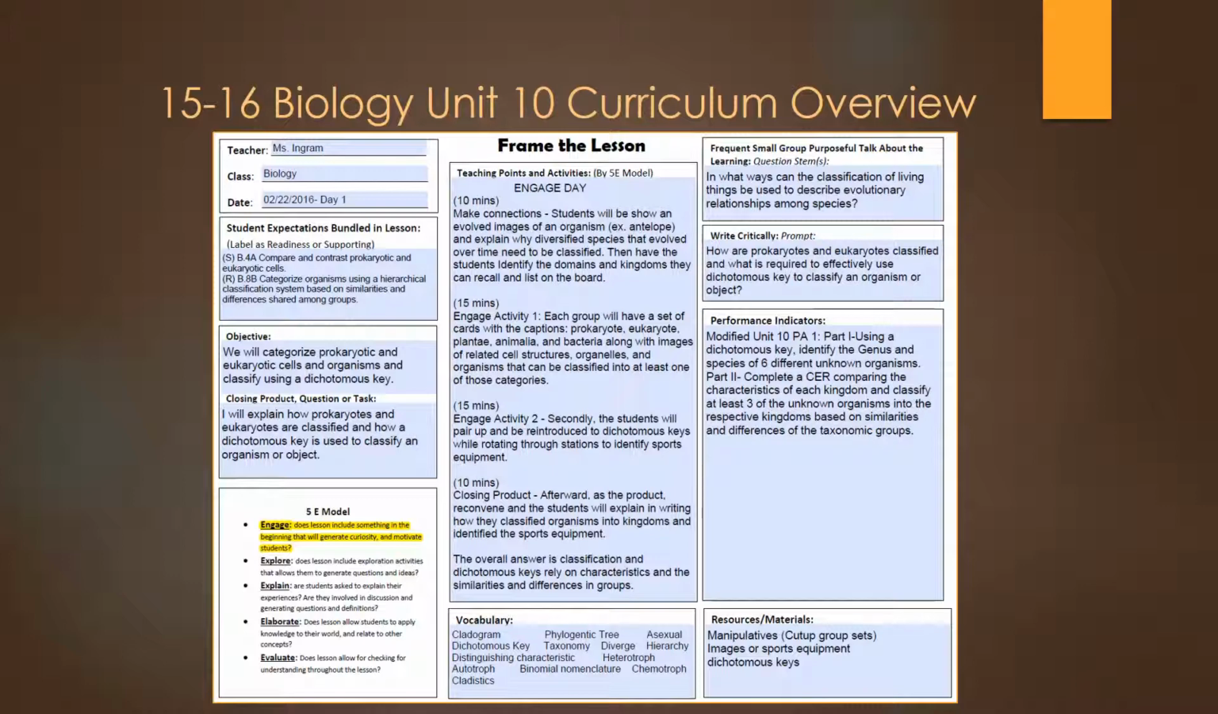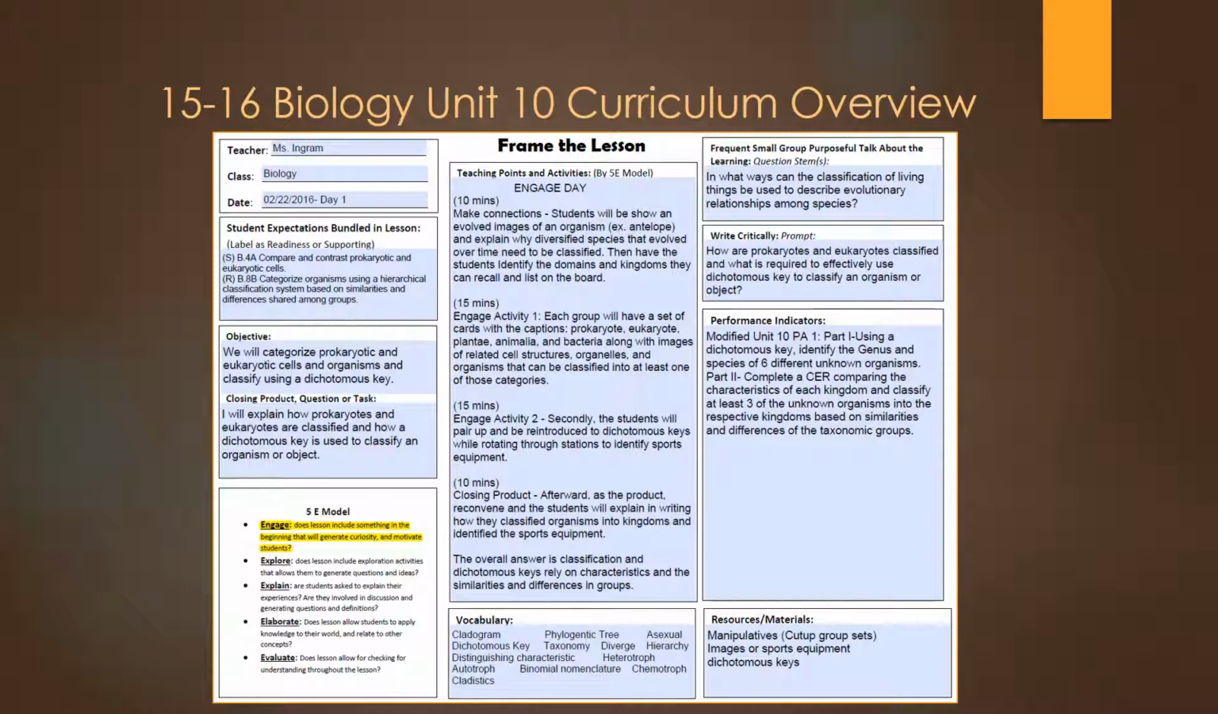I have my objective and product. We will categorize prokaryotic and eukaryotic cells and organisms and classify using a dichotomous key. Closing product, I will explain how prokaryotes and eukaryotes are classified and how a dichotomous key is used to classify an organism or an object. And so we start off, and I put timers by each of those just for a 50-minute, 45-minute, 50-minute class period. You start off with making connections.